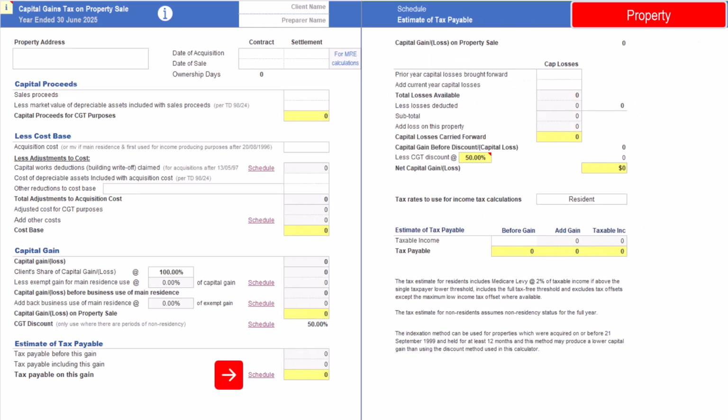And finally, an estimate of the CGT payable on sale. This is typically used around the time of sale to ensure that the client puts aside an amount to cover this liability when the return is lodged with the ATO.